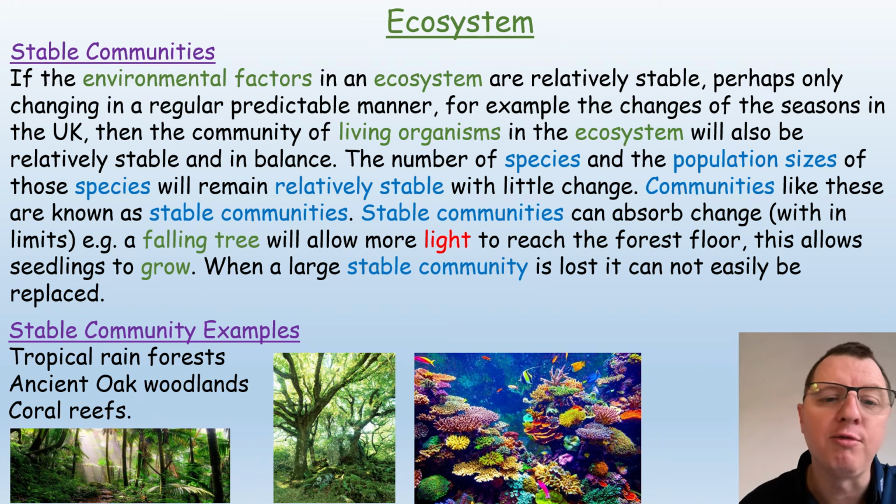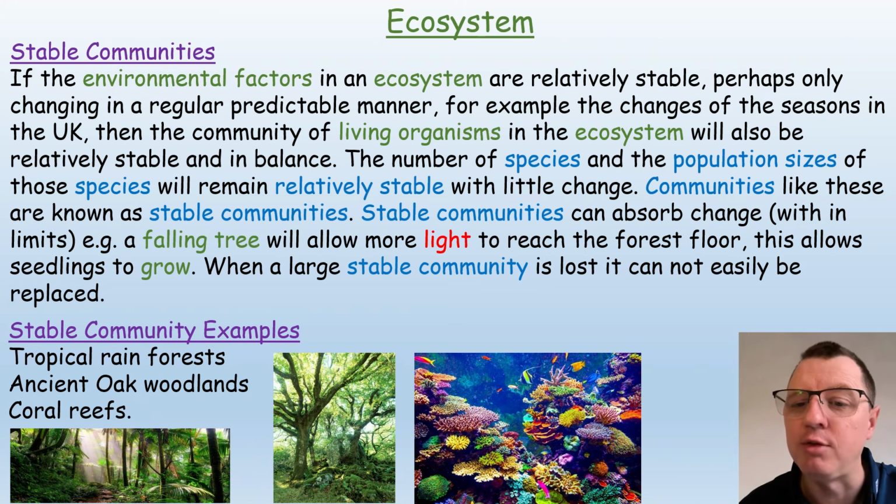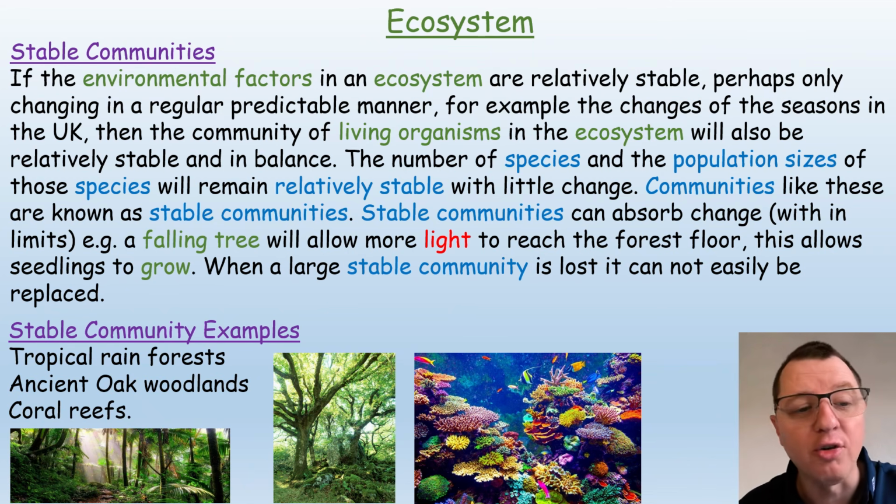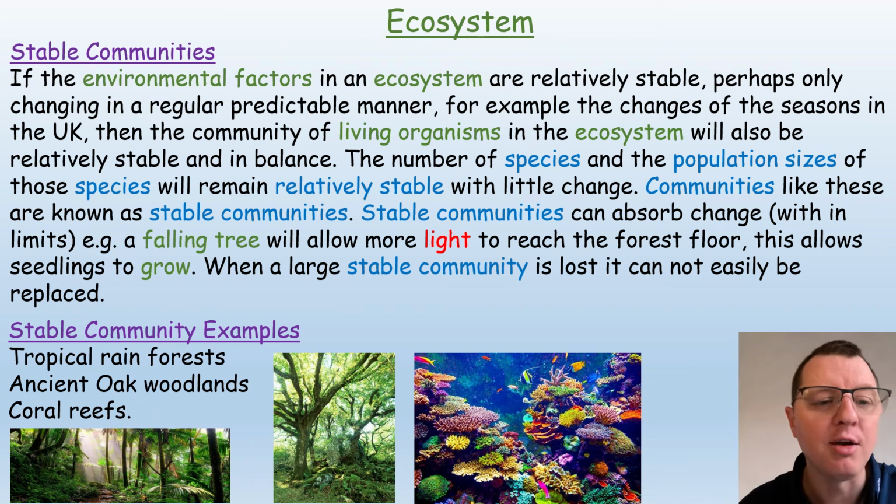For example, a falling tree might allow more light to reach the forest floor, and this will allow seedlings to grow. When a large stable community is lost, it cannot be easily replaced. So examples of stable communities include tropical rainforests, ancient oak woodlands, and coral reefs.